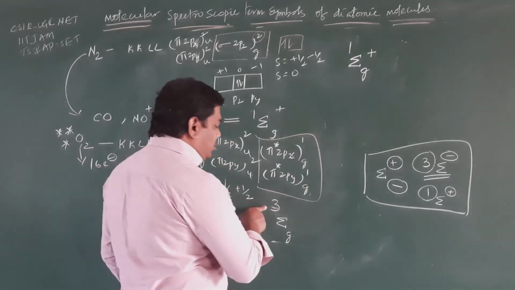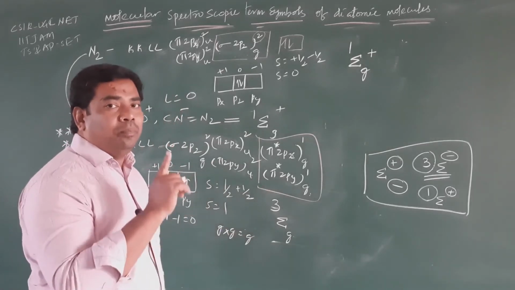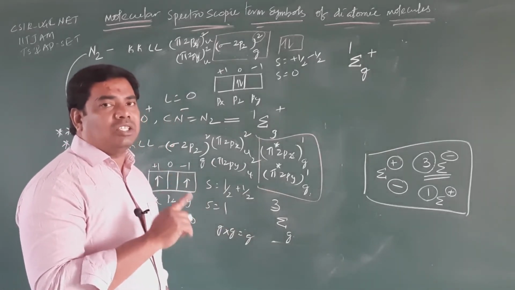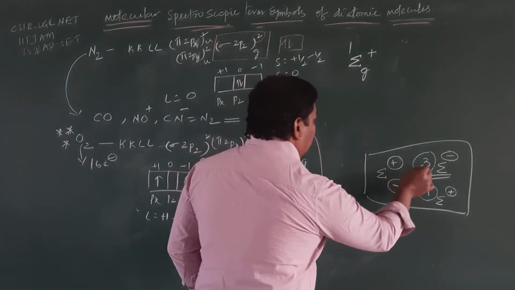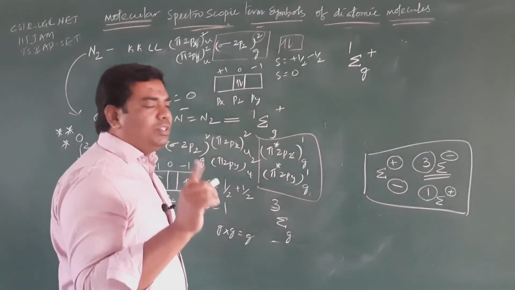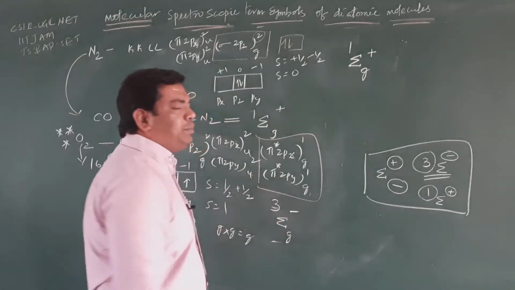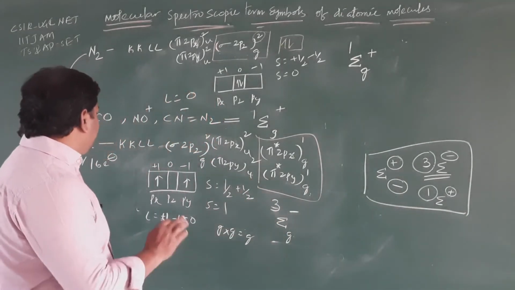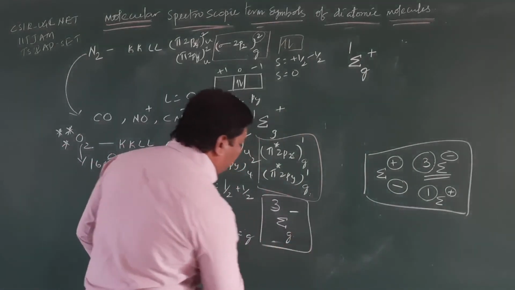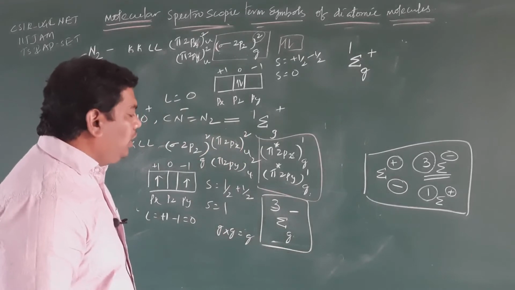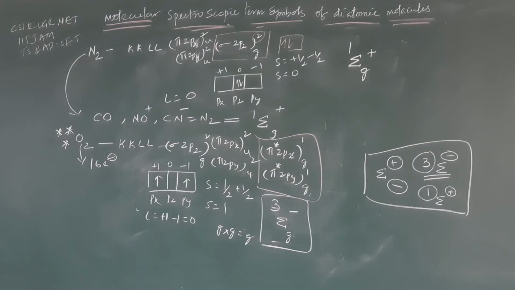So already I said, student, what is the concept? For electrons present in pi orbitals or p orbitals, the negative superscript we can use only when the spin multiplicity is 3. So here the spin multiplicity is 3, so we can use the superscript as negative. Clear? So this is the O2 molecular term symbol, the spectroscopic term symbol, that is 3 sigma g minus. Clear, student?